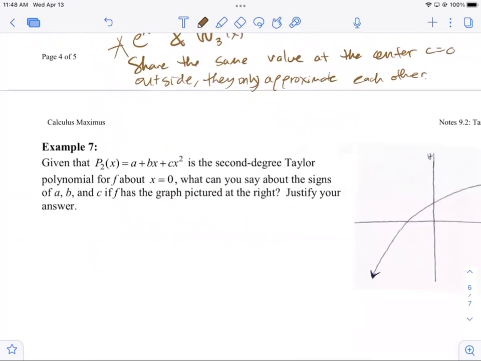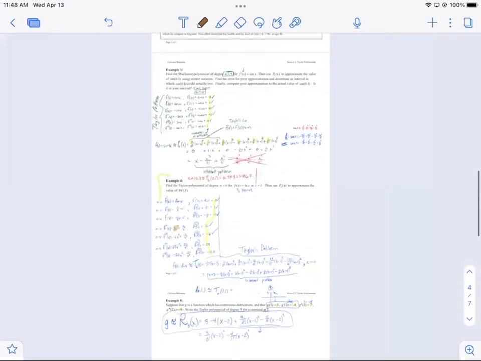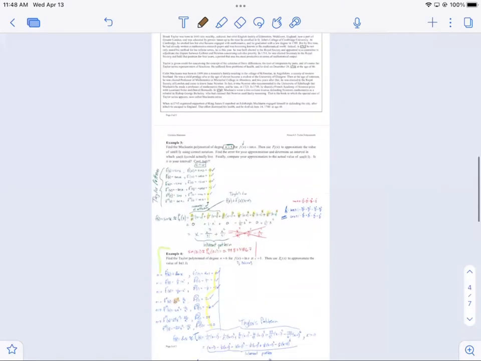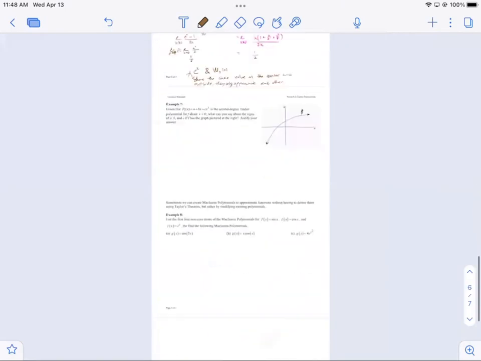I'm glad we did this yesterday when I asked you about the concavity over here. I don't know where it was, but I said it's going to. Anyway, let's just do the next one. You'll see what I mean.